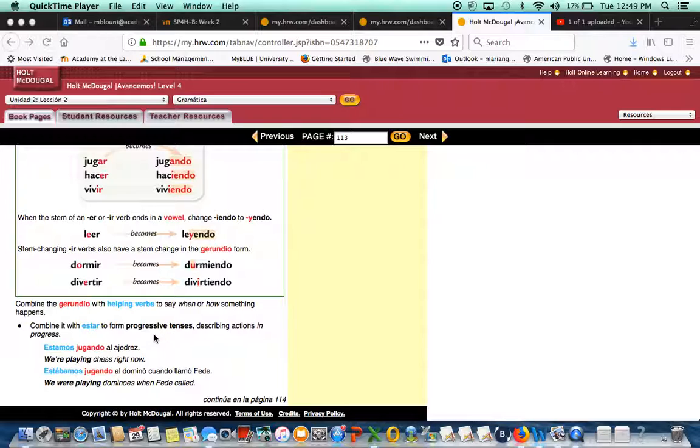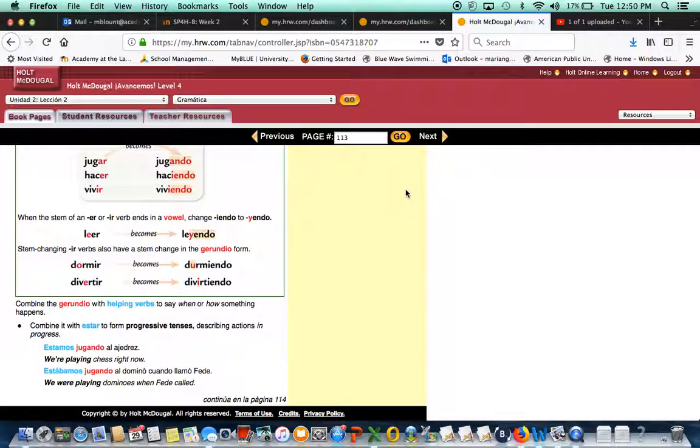Okay, when you combine estar plus yendo or ando, you are talking about an action that is happening right now, all right? Or describing an action in process. For example, estamos jugando al ajedrez. Okay, so you conjugate estar and then jugar, you drop the ending of the second verb, and you add what you need to add. So again, you describe what's going on now or an action that is in process.